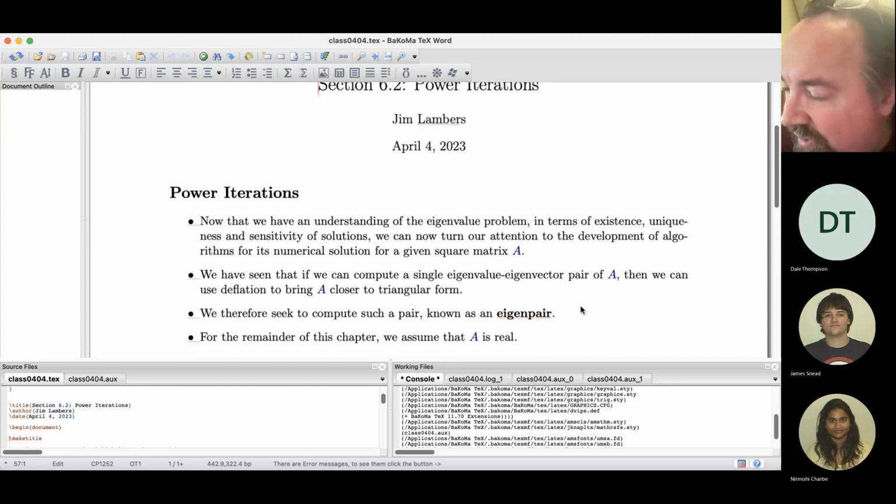Also for convenience, even though a lot of what I'll talk about in the upcoming classes can be used for real or complex matrices, to simplify matters, we're just going to assume from this point on that A is real, but it certainly could have complex eigenvalues.